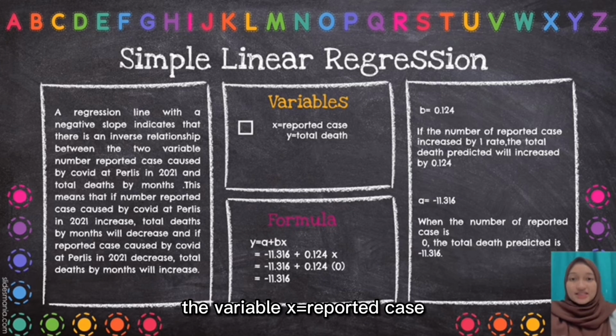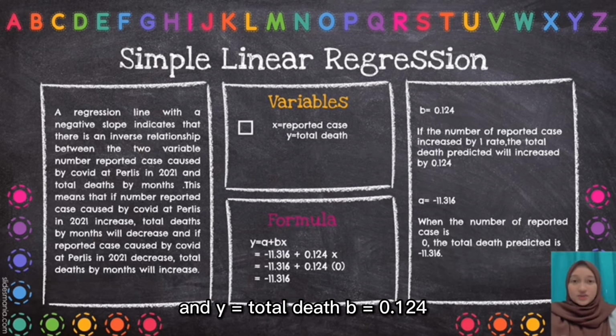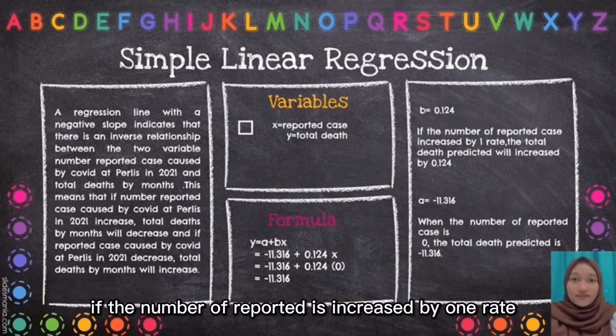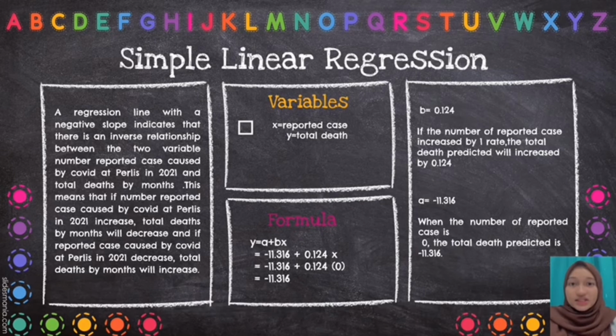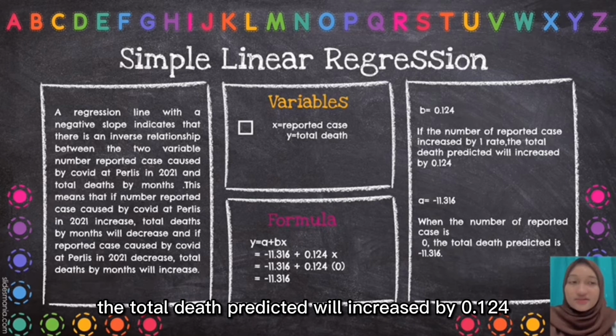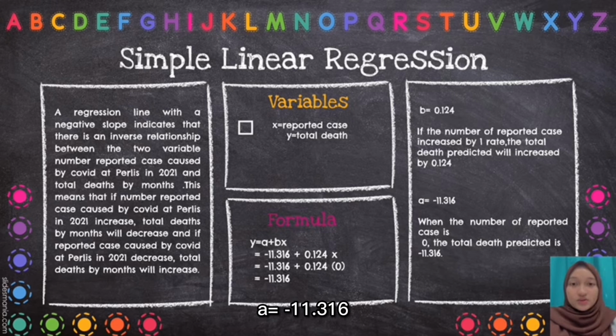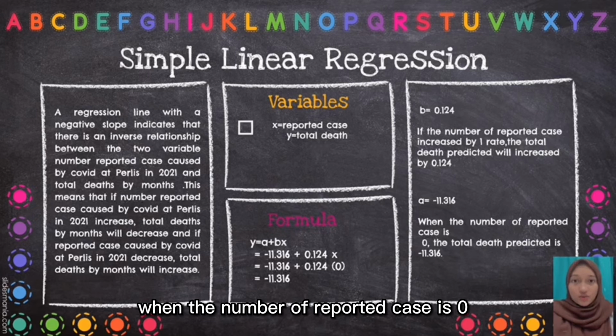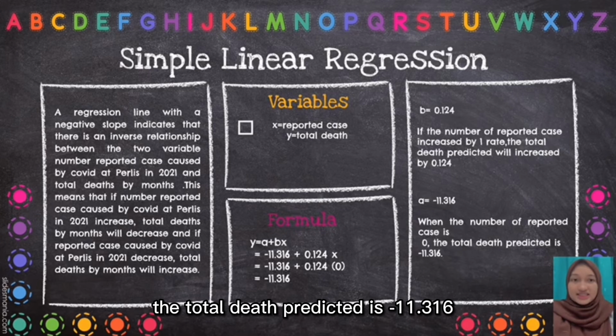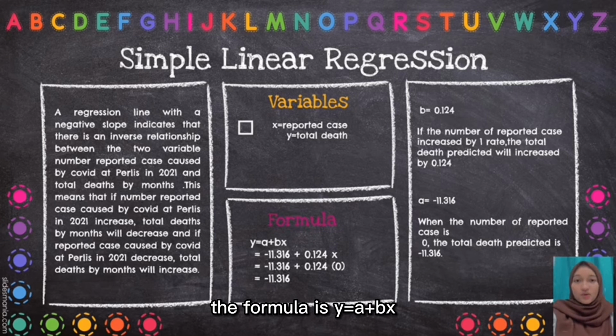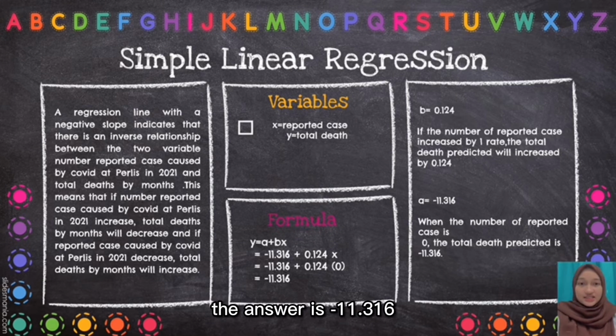Okay, the variable x equal to reported case and y is equal to total death. Okay, b equal to 0.124. If the number of reported cases increases by 1, the total death predicted will increase by 0.124. Okay, a equal to negative 11.316. When the number of reported cases is 0, the total death predicted is negative 11.316. Okay, the formula is y equal to a plus bx. The answer is negative 11.316.